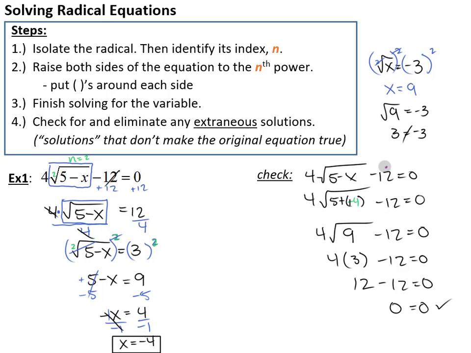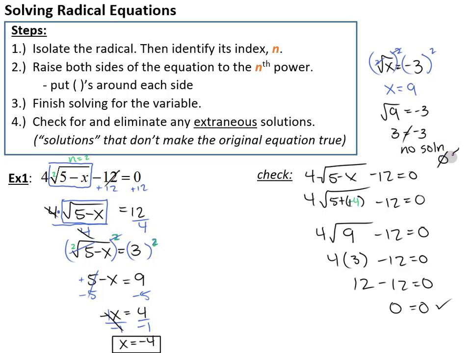No, these are not equal. So this becomes what's called an extraneous solution, something that doesn't actually work. So we had one answer to check and it didn't work. That meant this has no solution. There's no solution to this problem.